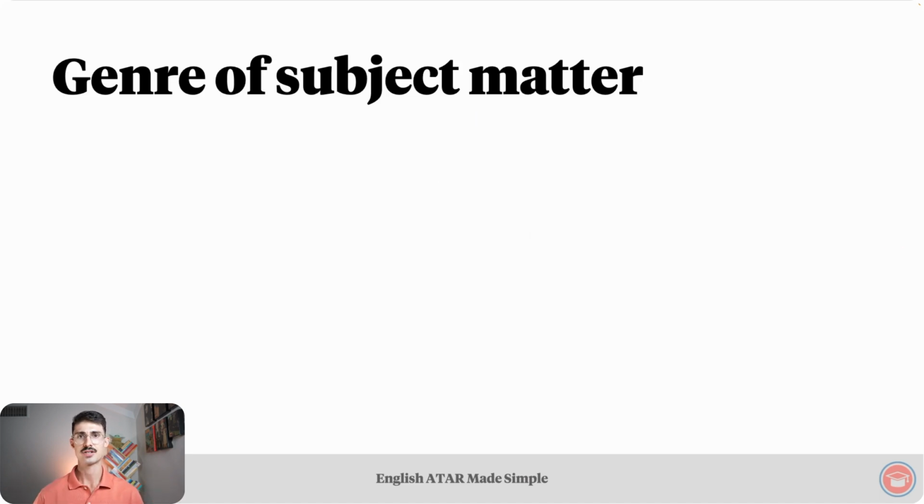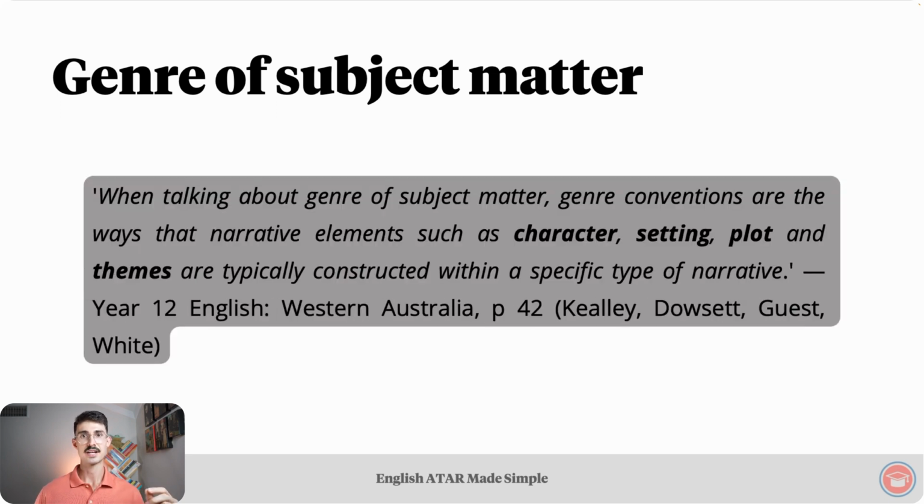What are the conventions of the genres of subject matter? This trusty English textbook gives us the answer. When talking about genre of subject matter, genre conventions are the ways that narrative elements such as character, setting, plot, and themes are typically constructed within a specific type of narrative. Shout out to Year 12 English Western Australia, page 42 for the answer to that one.